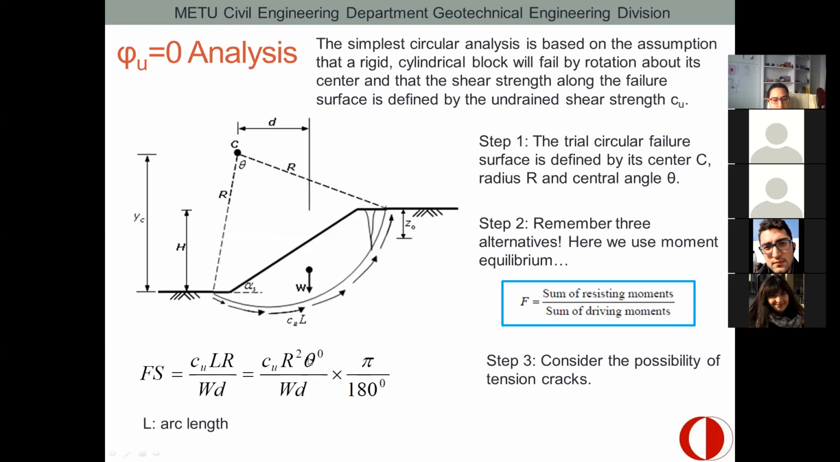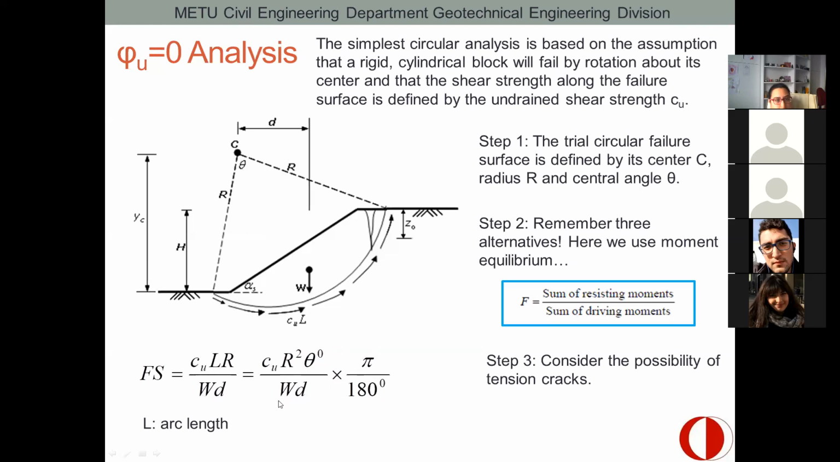2πR times theta divided by 360. So if you can use this one, it's okay. If you see this notation, you are going to say, this is how they calculate the arc length. So here, the factor of safety is basically Cu times the arc length multiplied by the radius, divided by weight of the soil times the moment arm.